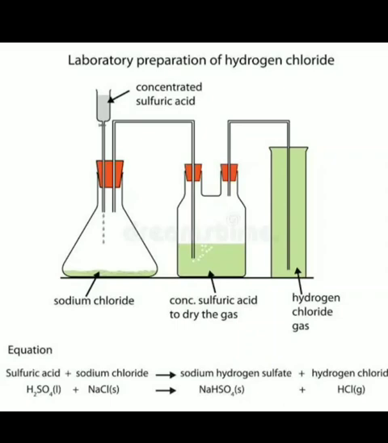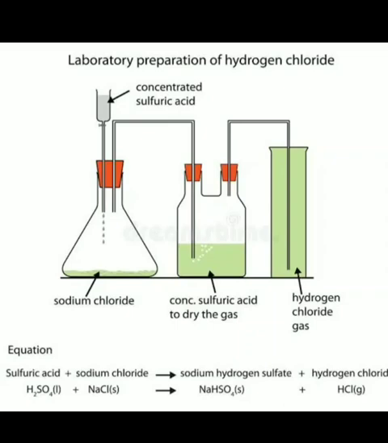Here the question is, why are you using concentrated sulfuric acid as a drying agent? Because other drying agents like phosphorus pentoxide and calcium oxide react highly with hydrogen chloride, so we can't collect the gas. So we take concentrated sulfuric acid to collect hydrogen chloride gas easily. The next question is, why do we use sodium chloride as the metallic chloride? Because it is cheaper than the other metallic chlorides. So in this way you have to collect hydrogen chloride gas in the laboratory.